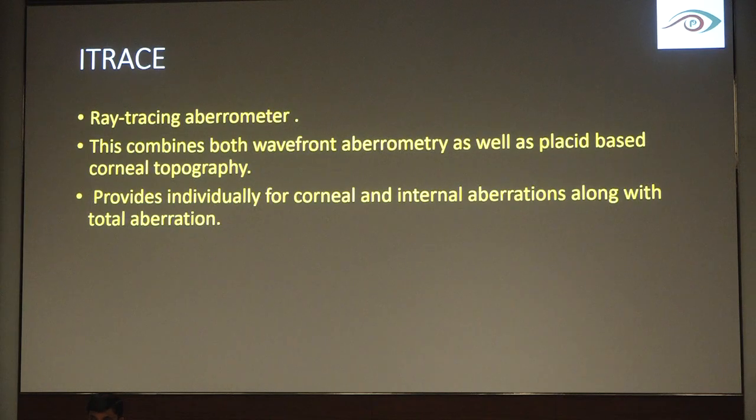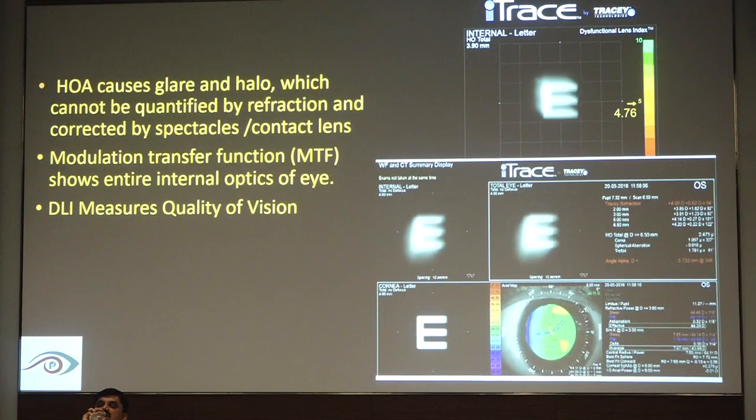Next, coming to iTrace, that's again a ray tracing aberrometer which is going to give you a topography and your wavefront aberrations. When you see the topography map in your iTrace, your higher order aberrations are seen, so you can make out which is more, your coma or your trefoil, what is causing your aberrations to occur. Even in iTrace, there is something called the dysfunctional lens index. You see the value; the higher the value, the better. If it is lesser, then you are seeing the image being distorted, so you know what is exactly causing it.